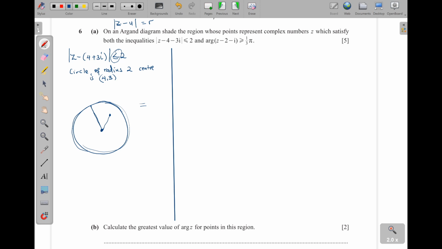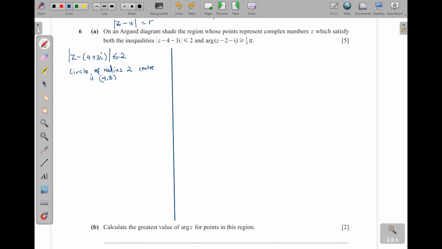So less than or equal to means we have the circumference of the circle and also the inside. So when we draw this circle, the circumference has to be bold. But if it were less than, then we would draw the circumference dotted. Okay? So that is that there. Now, let's go to the next one.